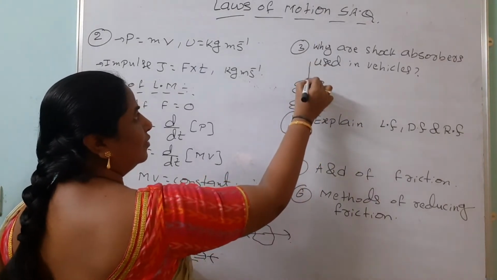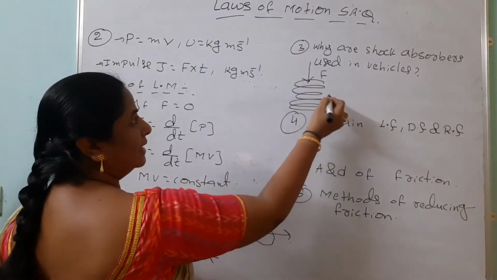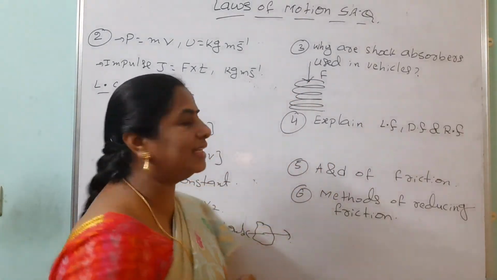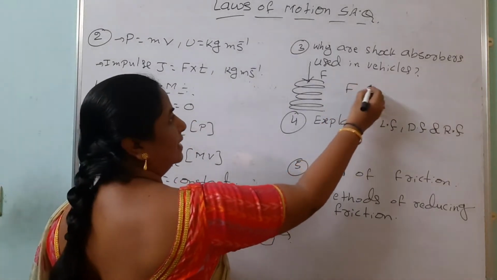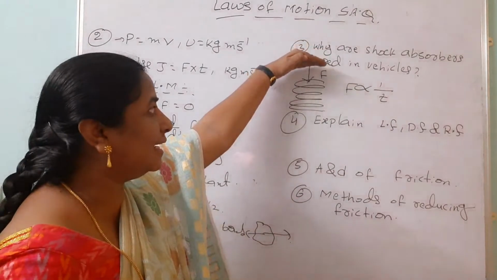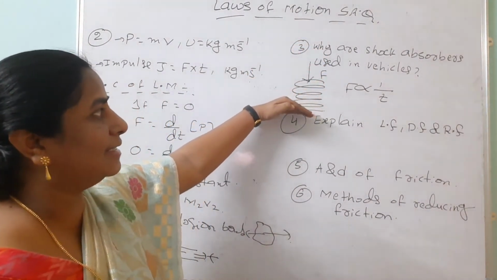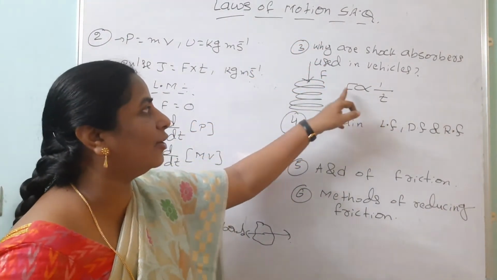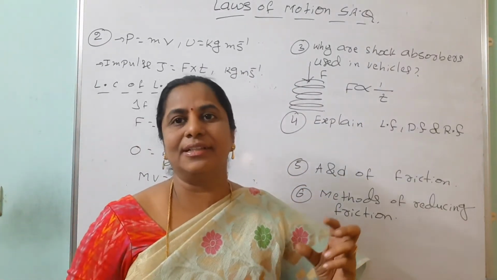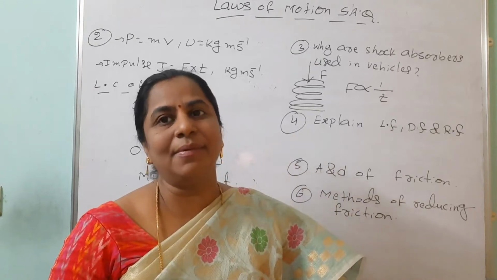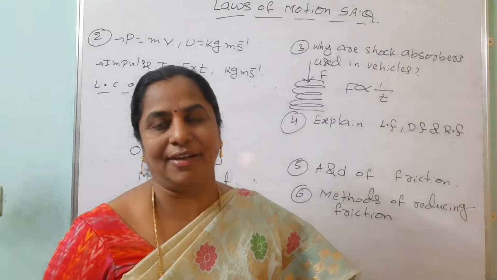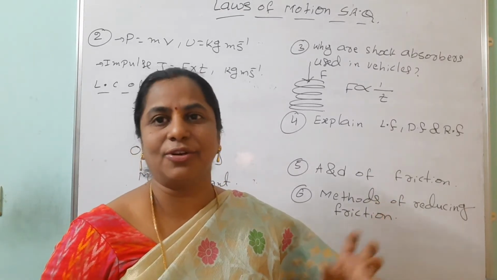Whenever we apply a force, what happens? Here an impulsive force is acting. That force is inversely proportional to time. When we are pressing on this, time is increasing. When time is increasing, automatically we can reduce the force. So whenever we use shock absorbers, we can increase the time and reduce the impulsive force. Then we can travel easily and nicely when the vehicles have shock absorbers.